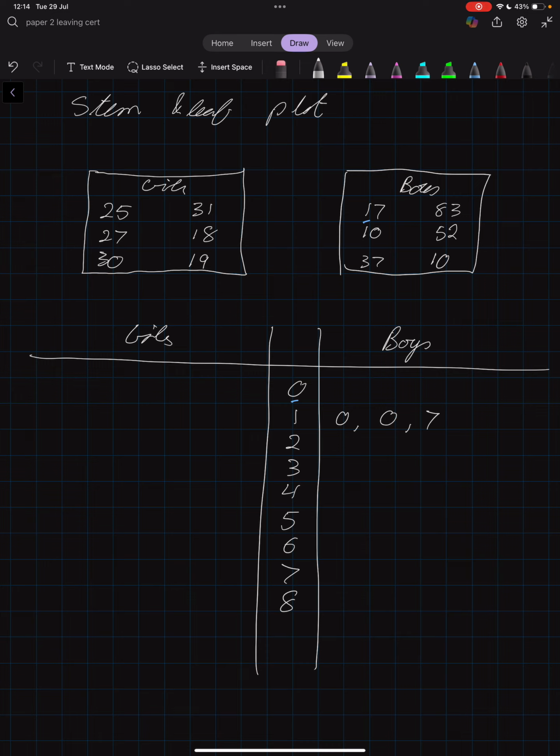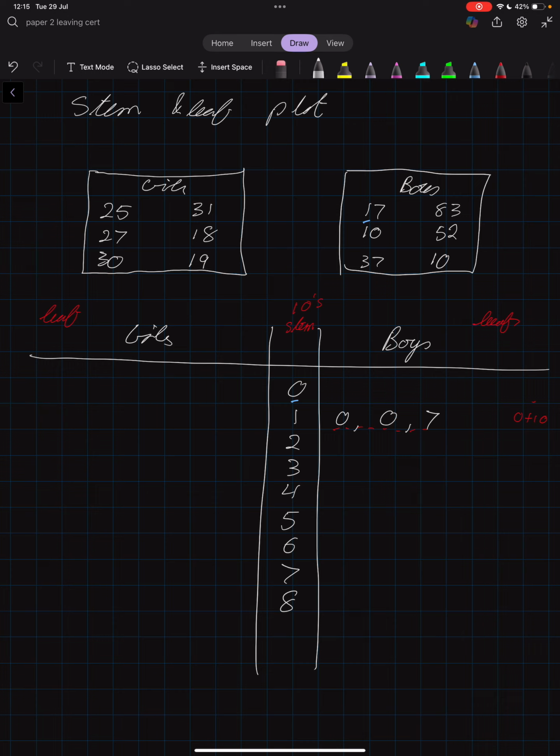Okay, so you can think of this as the tens, and then these are the single digits over here. So that's basically how you write it. And you always go from the smallest number to the biggest on the right. So the further you go away from the stem, that's what you would get. So these are kind of leaves. That's the idea. And then your stem goes down the middle.